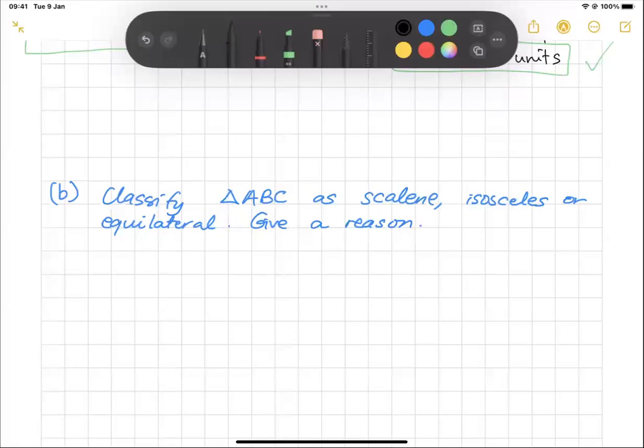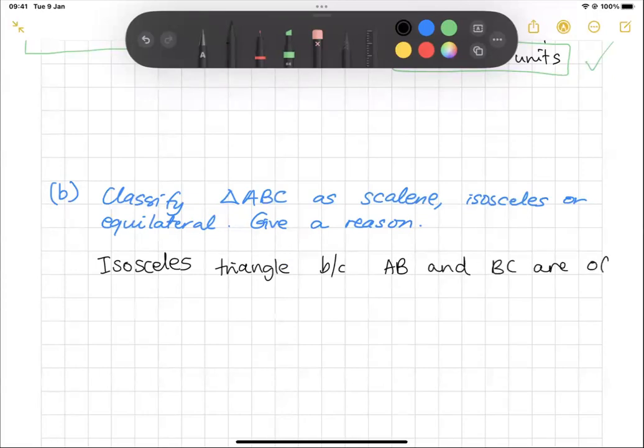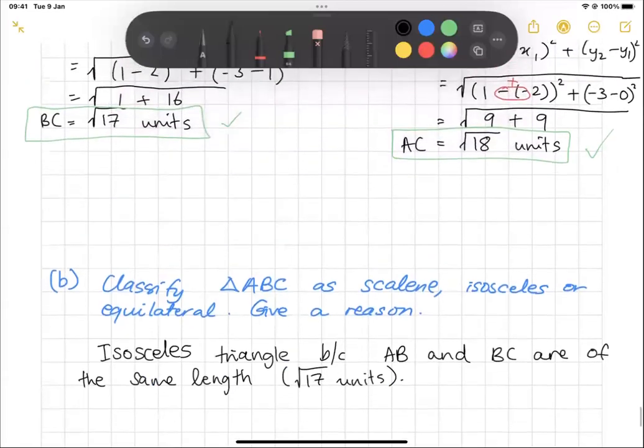So in this case, super easy. This is an isosceles triangle. And you can just say because AB and BC are of the same length. Super easy. And you can just write down root 17 units. Done. A very basic question.